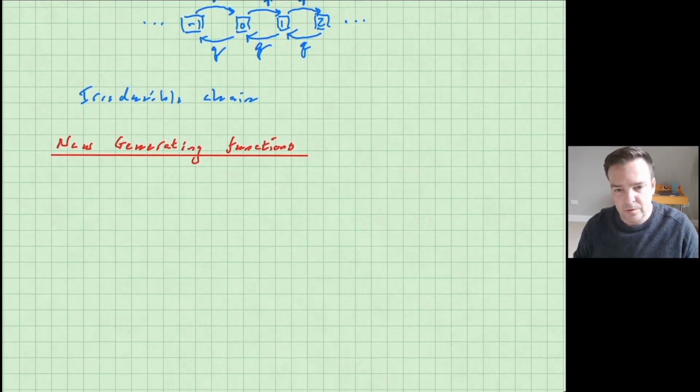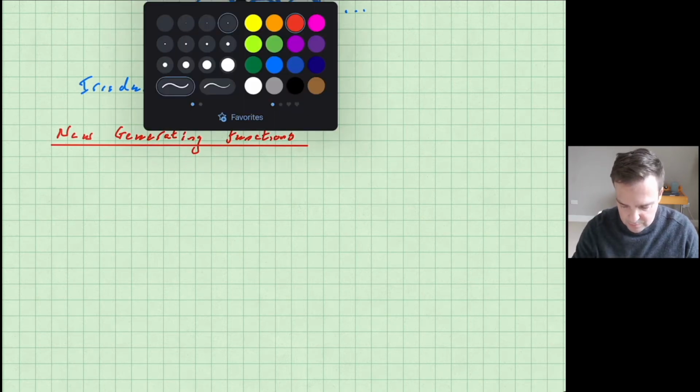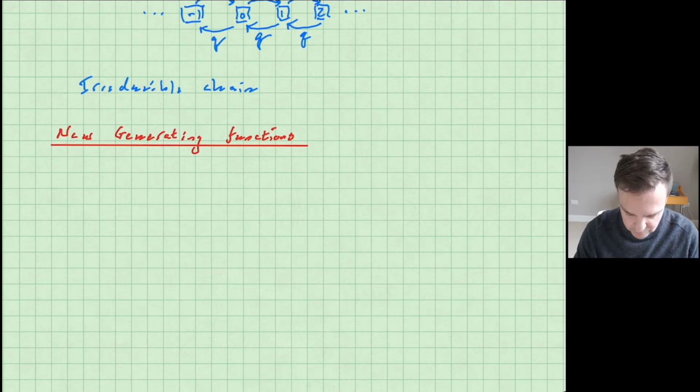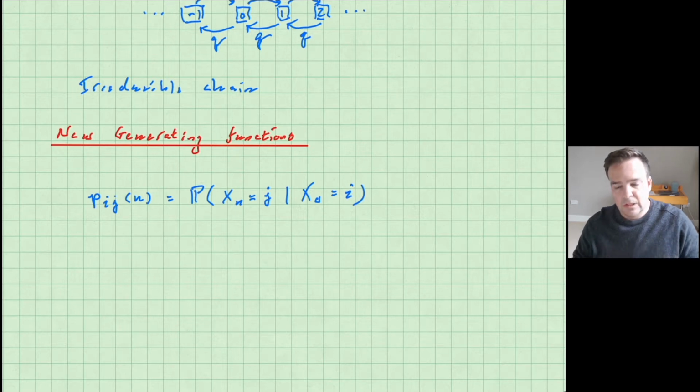They're going to be based on these two quantities that we've seen before, the n-step transition probability matrix. I'll just remind you what that is. We're going to be using this quantity, Pij of n. This is the probability of going from state i to state j in n steps. In other words, the probability that xn is equal to j, given that x0 was equal to i. So that's the n-step transition probability.